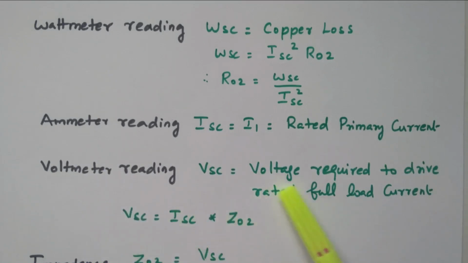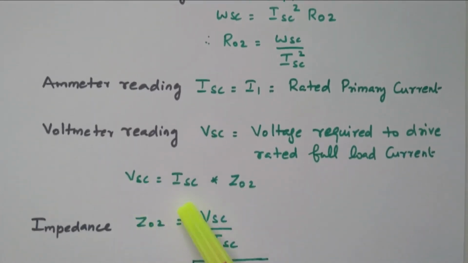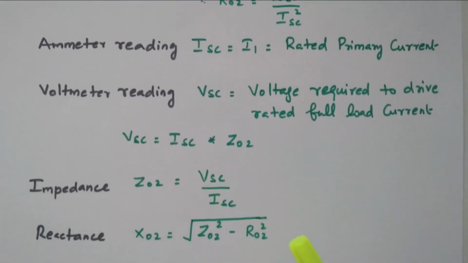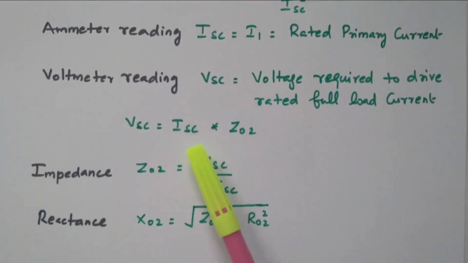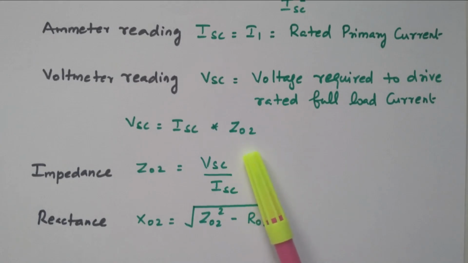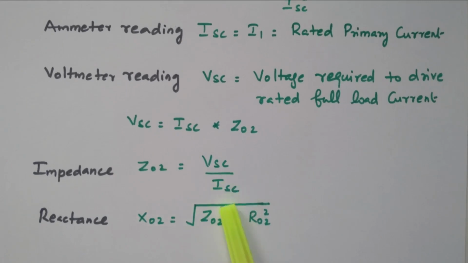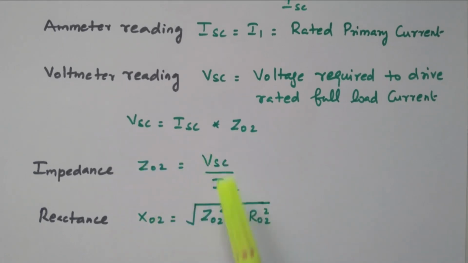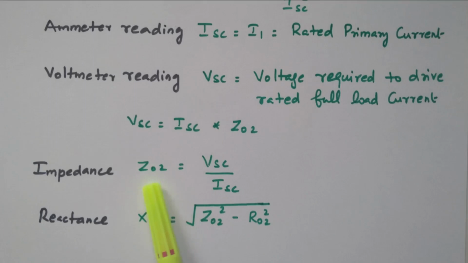The voltmeter reading is the voltage required to drive the rated full load current. What is the voltage while applying the full load current? It is VSC. So VSC equals ISC into Z02. The short circuit voltage equals the short circuit current into Z02, the impedance of the transformer. From that, Z02 equals VSC by ISC, by rearranging. So the impedance is also now calculated.